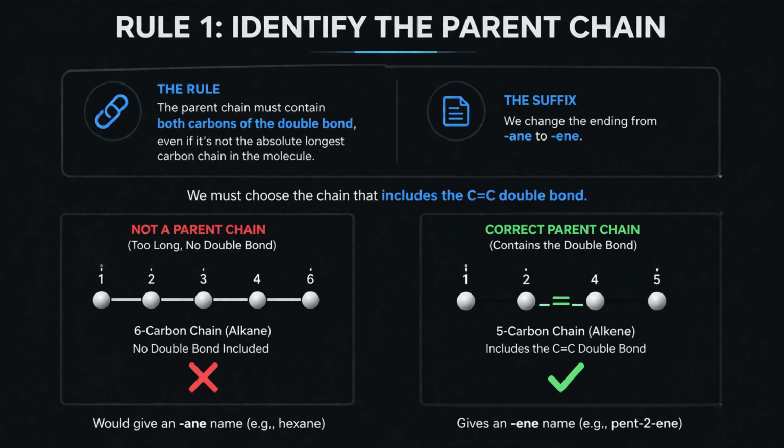Because of the double bond, the suffix changes from -ane to -ene. So instead of an alkane name, we now use an alkene name, such as pent-2-ene. So remember, always choose the chain that includes the double bond even if it's shorter. That's the key idea behind Rule 1.